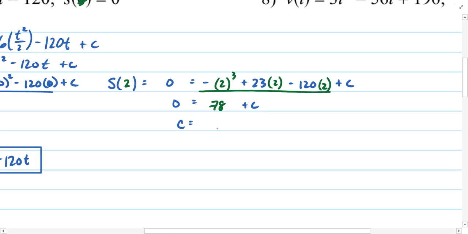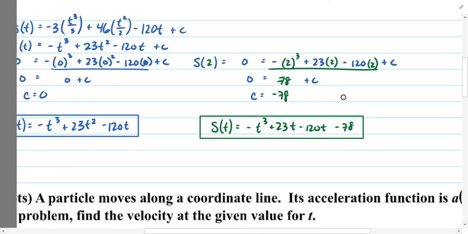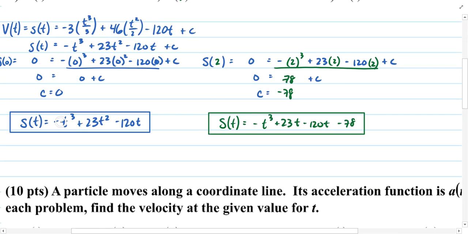this particular example would be negative 78, and our position function in this particular example would have been negative t cubed plus 23t minus 120t minus 78. Now these two functions are very similar in that the components with the variables are exactly the same, only this guy here in green has a secondary constant.